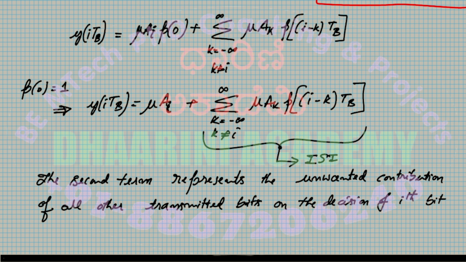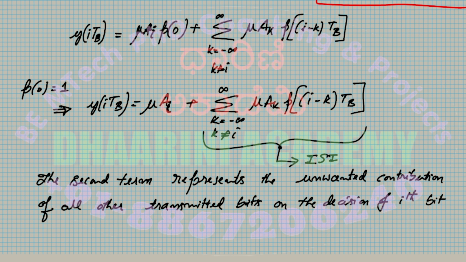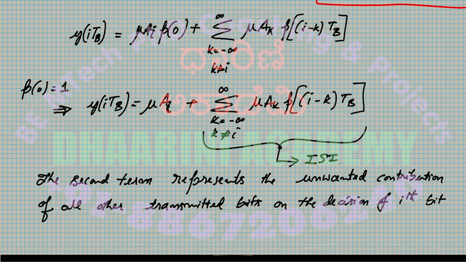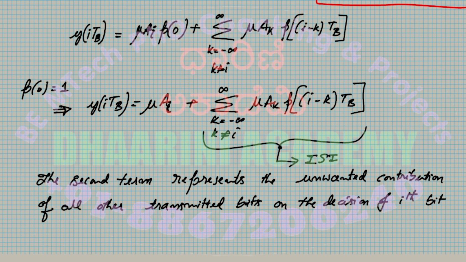So right now, yi of Tb is used for making a decision, but this yi of Tb has the effect of the current symbol, that is mu into ai, plus all the other symbols. All the other symbols is what is called inter-symbol interference, which needs to be avoided by any means. That's what is our conclusion.